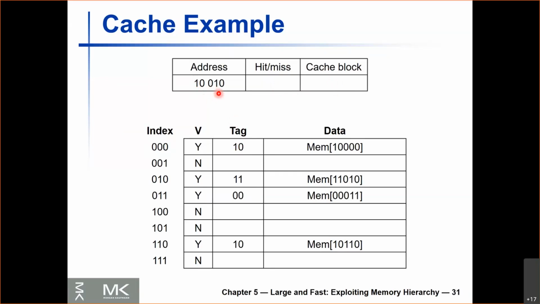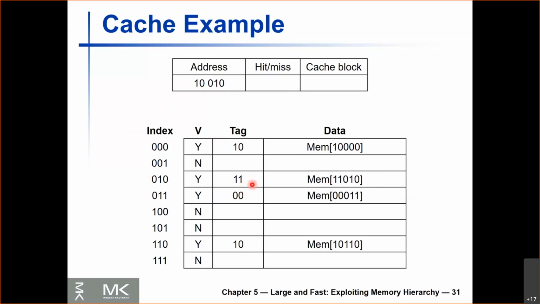I have 10010. What's my index here? What's my cache block? 010. Do I have a hit or a miss? I have a miss. Why do I have a miss? Exactly. This cache line here is valid. However, the tags are not the same. When I compare the tags 10 and 11, I figure out that the tags are not the same. And because the tags are not the same, what do I need to do? I have a miss.